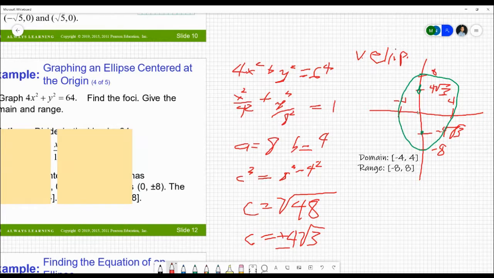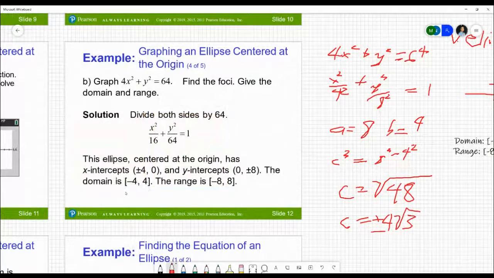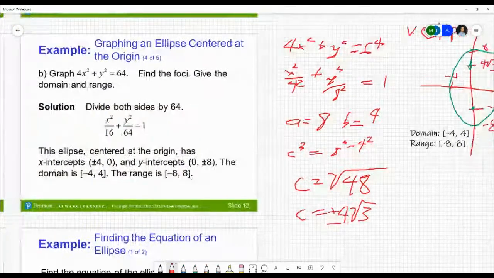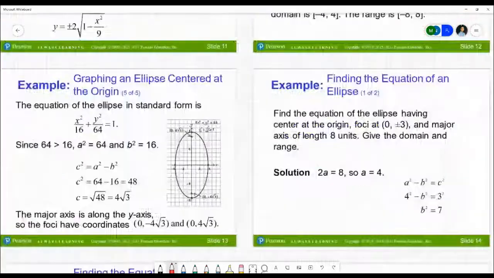And you posted 4 square root of 3, negative 4 square root of 3 here, and plus and minus 8 and plus and minus 4. Very good. And we got the domain to be negative 4 to 4, range negative 8 to 8. And here's a nicer picture.